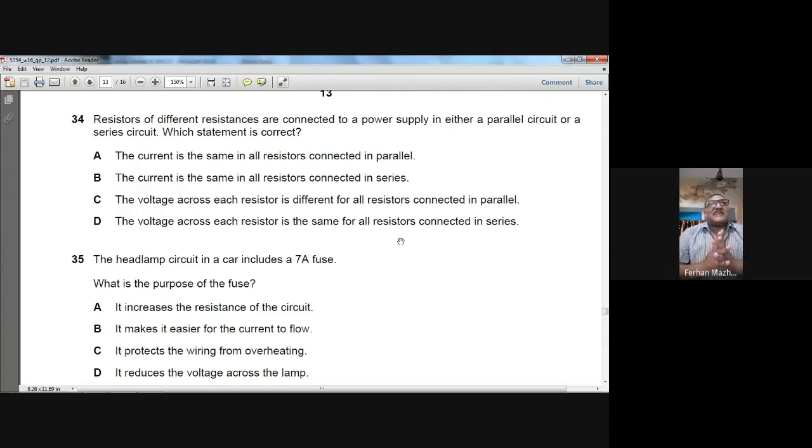So B is the choice. The current is the same in all resistors connected in series. Question number 34, B is the choice. Now question number 35.